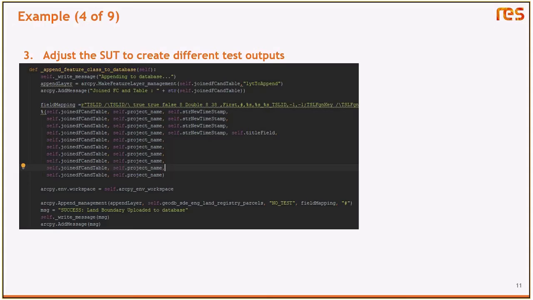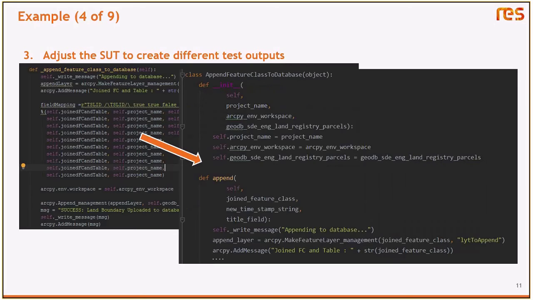What we did is to take the functionality from that append feature class to database function, and we put the same functionality into an append function on a new class. That class is called append feature class to database. So we're moving across that functionality as is, making the minimum number of changes that we possibly can. The main changes being that some of these values were member variables on the first class, and we're now changing those so that they're actually passed in as input parameters to the function.